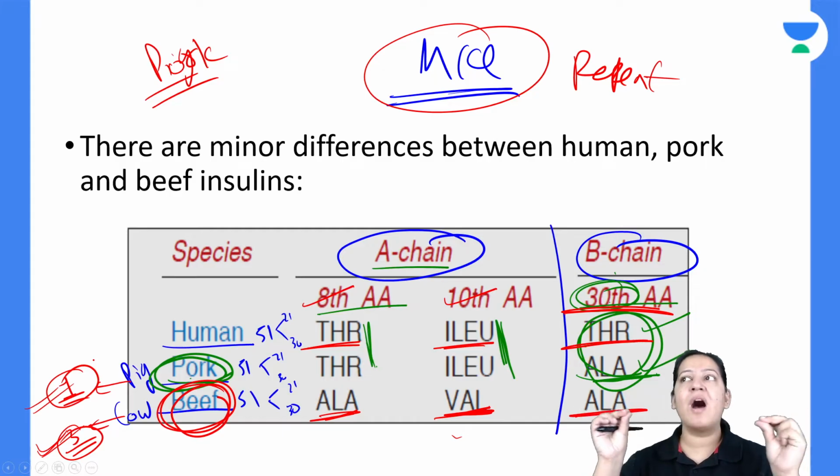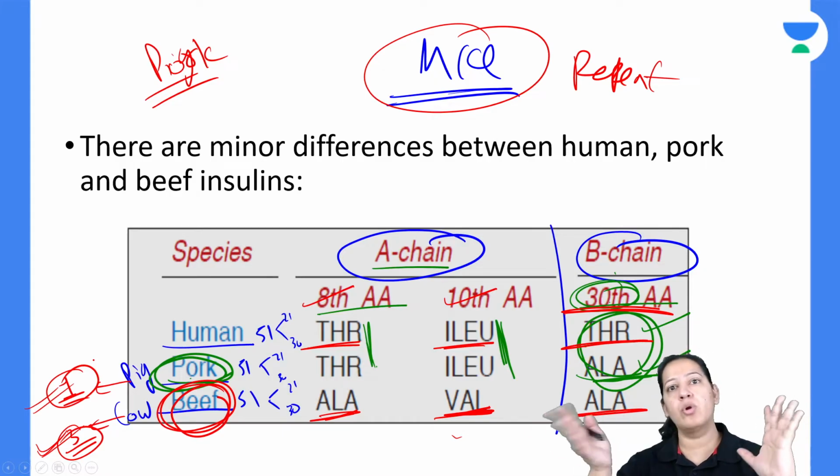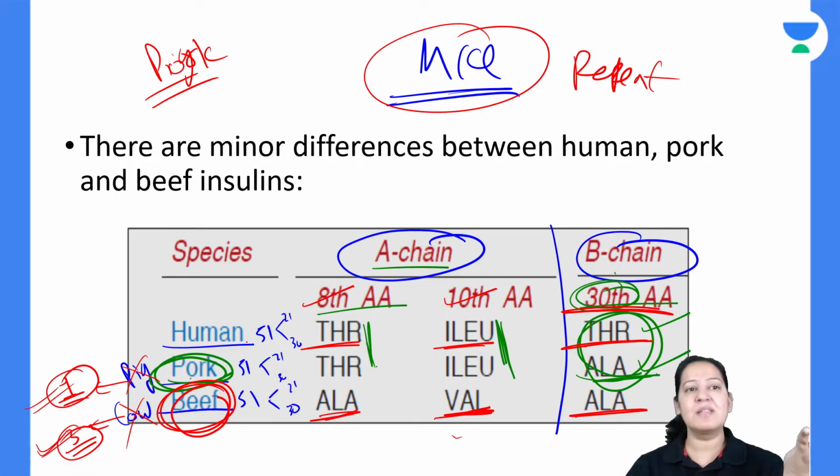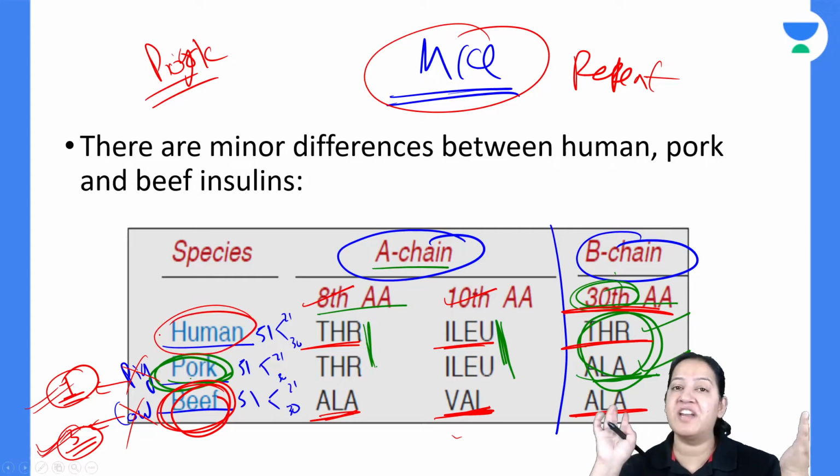So we want an artificial insulin which is more close to the human. But nowadays neither pork nor beef is used. Nowadays we synthesize human insulin only by genetic technology, right? Genetic engineering. So that's it.